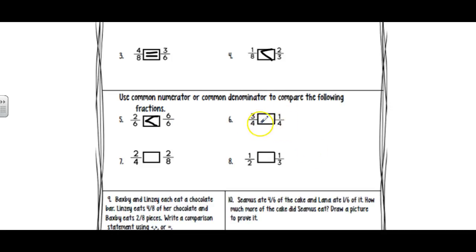3/4 and 1/4. Well, they both have the same parts. If I shade 3 parts and then if I shade 1 part, 3 parts shaded is definitely more than 1 part shaded. So 3/4 is greater than 1/4.